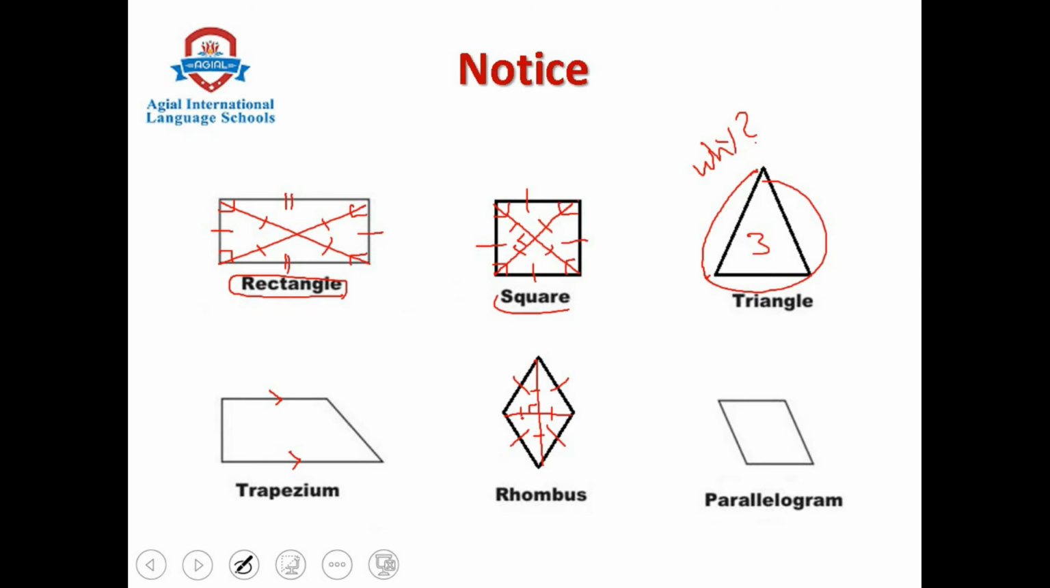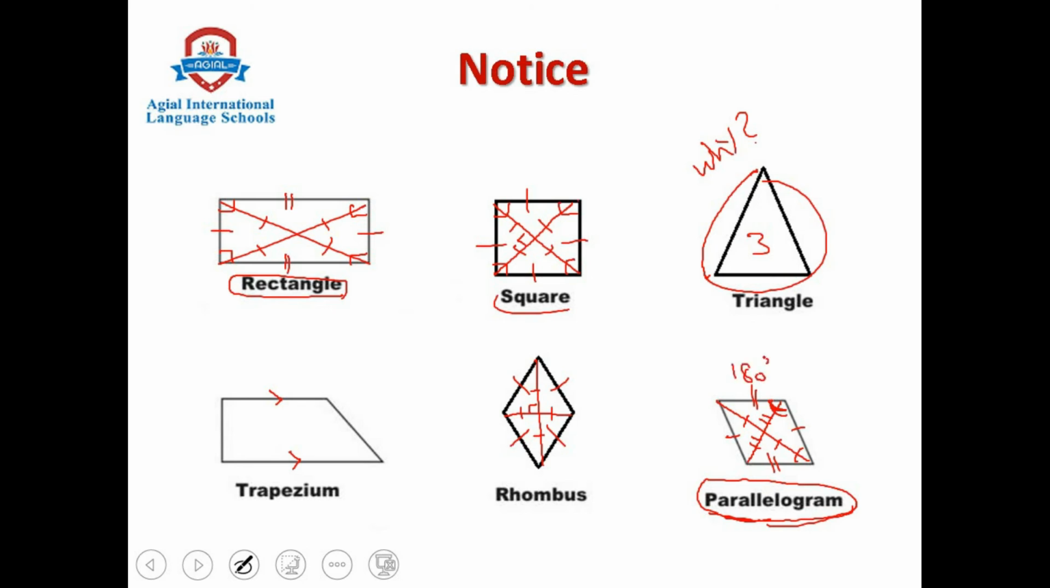And in the parallelogram, each 2 opposite sides are equal in length and parallel. If we talk about the diagonals, the 2 diagonals bisect each other but are not equal in length. And if we talk about angles, each two consecutive angles equal 180.